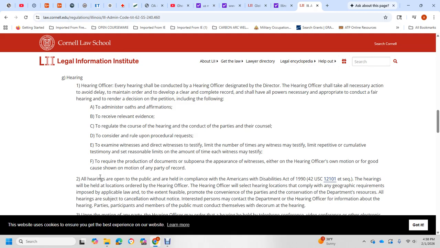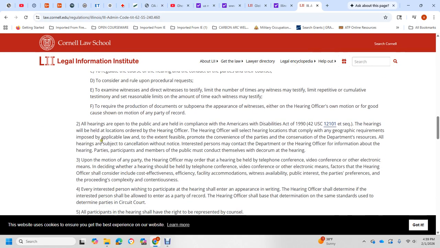To administer the oath and receive information with the relevant evidence, to regulate the course of the hearing and the conduct of the parties and their counsel, and to consider the rules of procedure. The hearing officer may require witnesses to be examined directly, and may limit the time each witness may testify, except for a reasonable limit. The hearing officer may require the production of documents by subpoena and the appearance of witnesses on motion of a party for good cause shown.